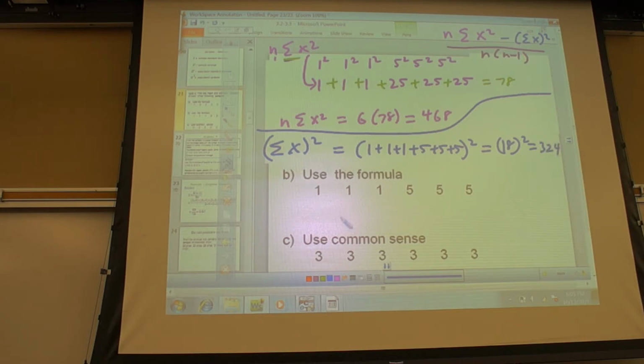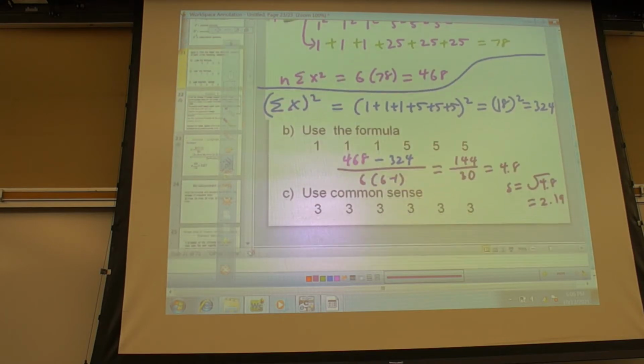So the first part of this is 468 minus 324, divided by n, how many of them are there? 6 times 6 minus 1. So that ends up being 144 over 30, right? 6 times 5. And you guys ended up with 4.8. That's my s squared. So then s is the square root of 4.8, 2.19. Great.